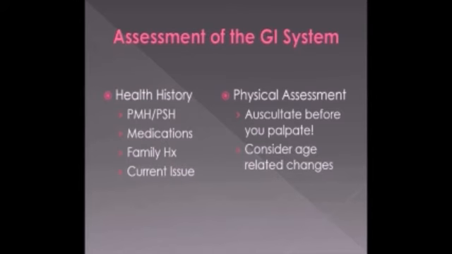Let's switch gears and start really talking about assessment of the GI system. Again, a lot of this is foundational content, but it is a good review. For health history, you really need to make sure you are asking about both past medical history and past surgical history, and being very specific in what you're asking. Have they had a history of reflux? Have they had a history of abdominal surgeries?